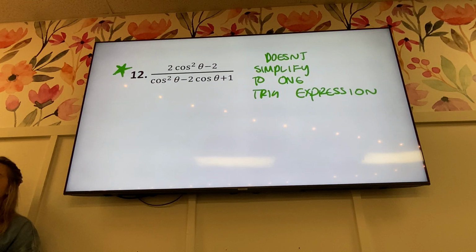The only reason why I don't like it is because it doesn't simplify to one trig expression. It will simplify, but it simplifies to a fraction. So I want you to try it because it does have good stuff happening in it. It just doesn't simplify down to one trig expression. So you can check the key and I will do it on Monday if you need me to. All the other ones will simplify down to one trig expression where you feel like, oh, okay, this is it, I'm done.